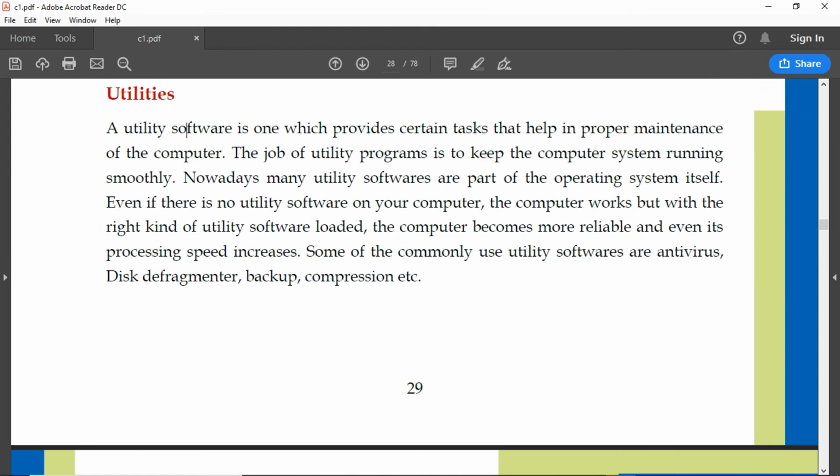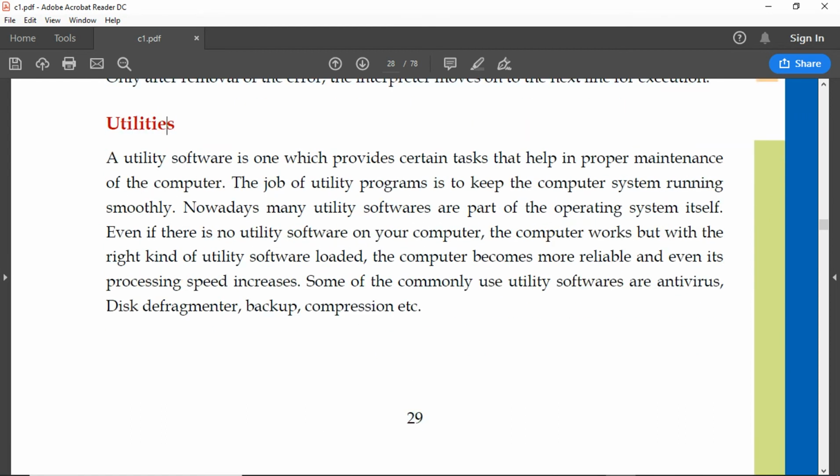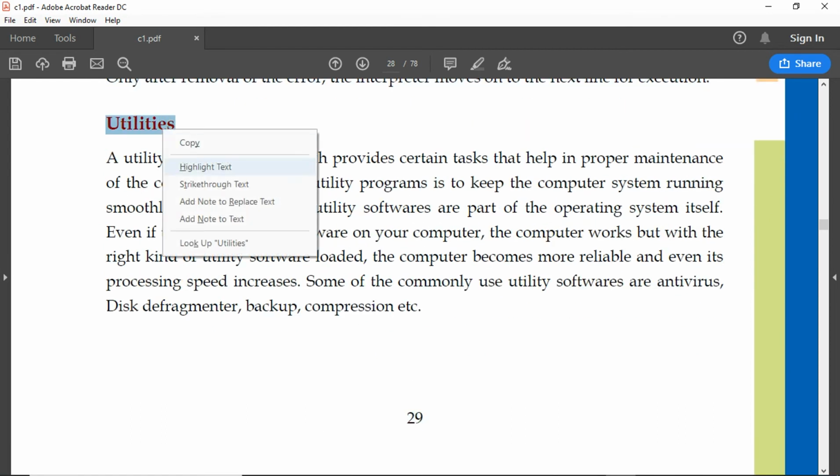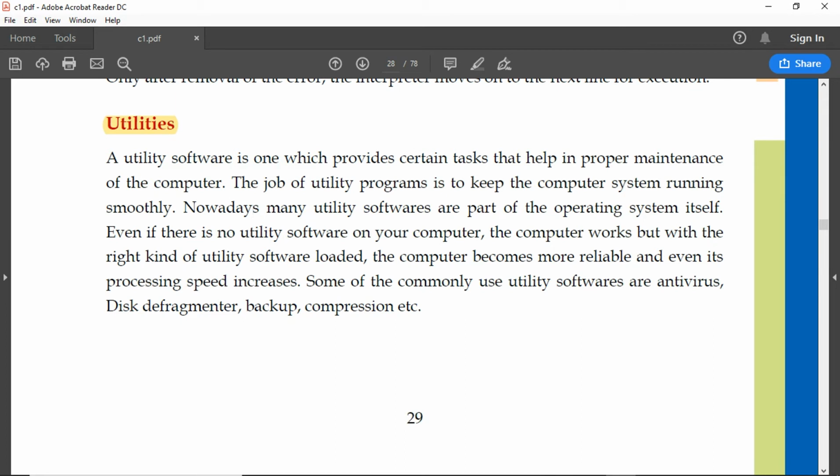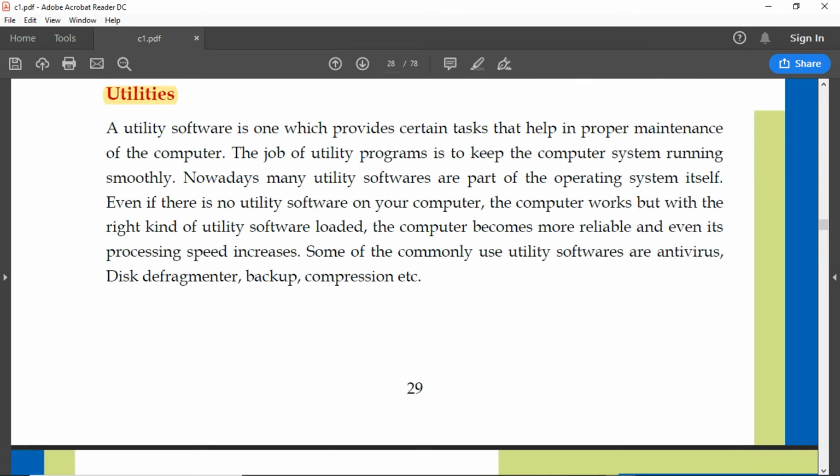Utilities. A utility software is one which provides certain tasks that help in proper maintenance of the computer. The job of utility programs is to keep the computer system running smoothly. Nowadays many utility softwares are part of the operating system itself.